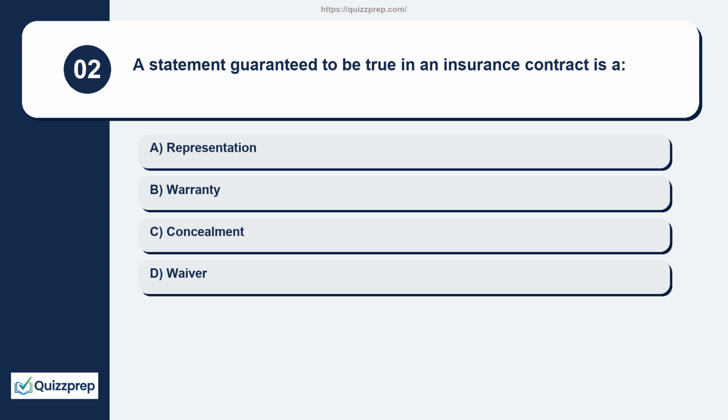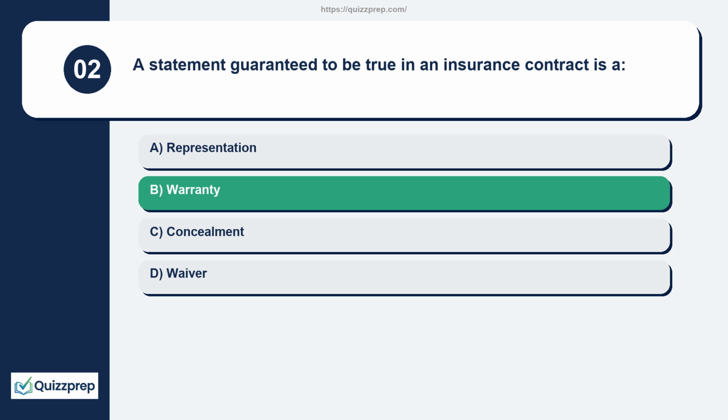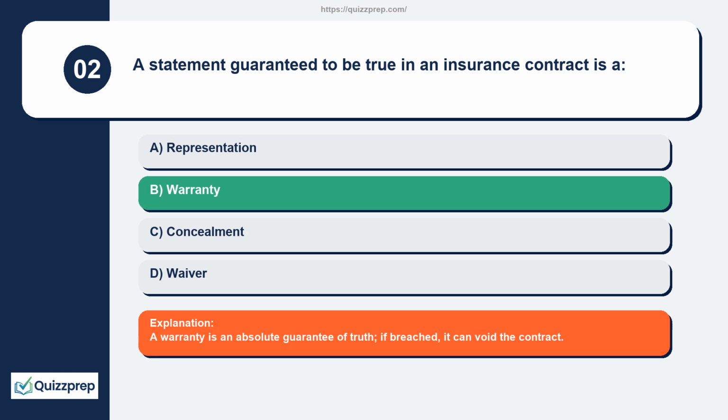Question 2. A statement guaranteed to be true in an insurance contract is a representation, warranty, concealment, waiver. A warranty is an absolute guarantee of truth. If breached, it can void the contract.